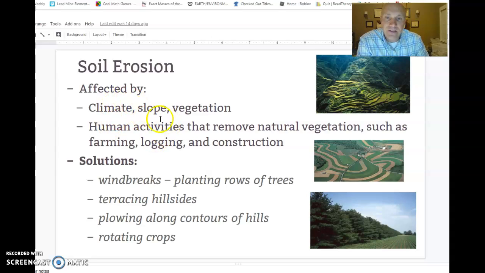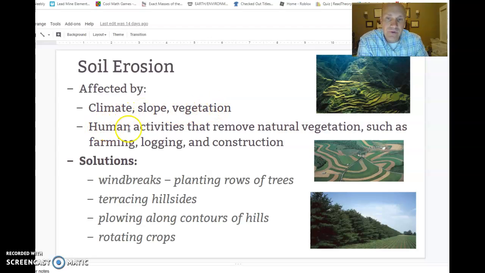So in this last slide, we're just going to go over some things with soil erosion. All right, remember, soil erosion would be when soil gets transported away. And this could happen either by wind or by water. Some things that are going to affect soil erosion are climate, slope, and vegetation.